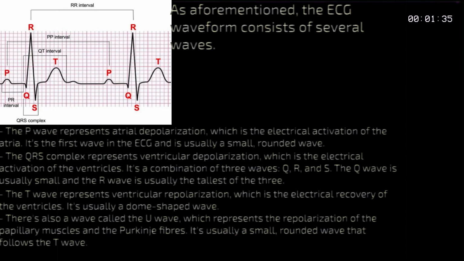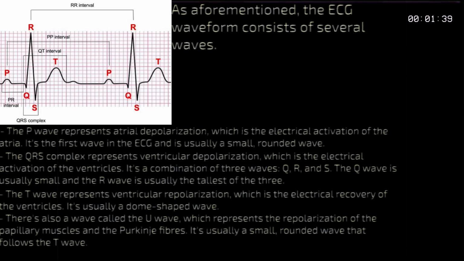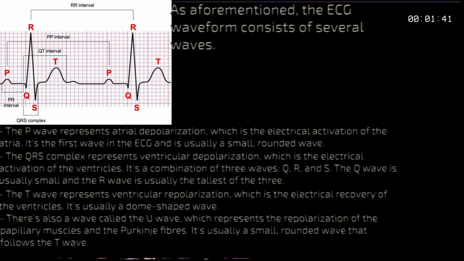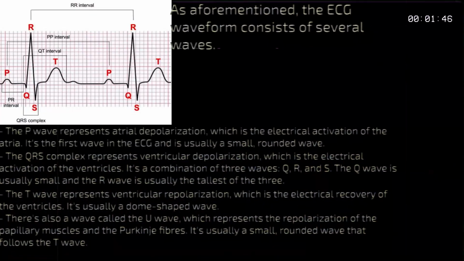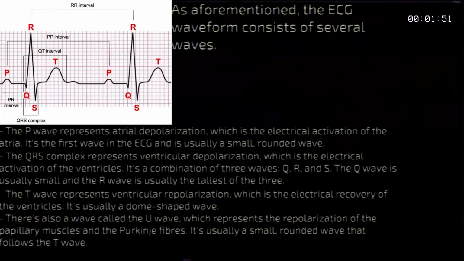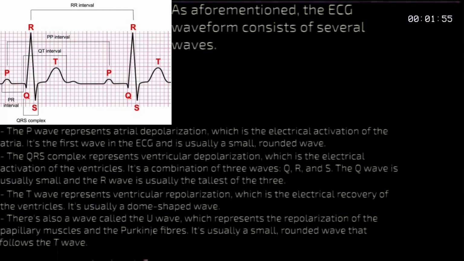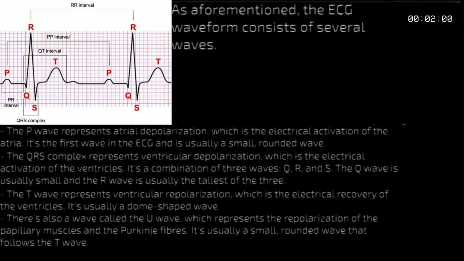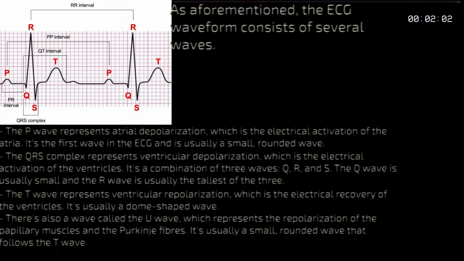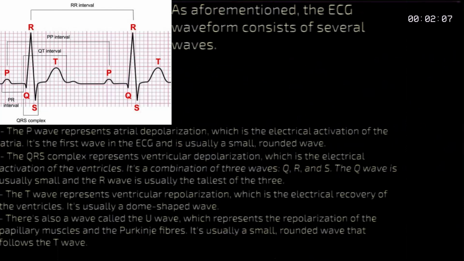As aforementioned, the ECG waveform consists of several waves. The P wave represents atrial depolarization, which is the electrical activation of the atria. It's the first wave in the ECG and is usually a small, rounded wave. The QRS complex represents ventricular depolarization, which is the electrical activation of the ventricles. It's a combination of three waves, Q, R, and S. The Q wave is usually small and the R wave is usually the tallest of the three.